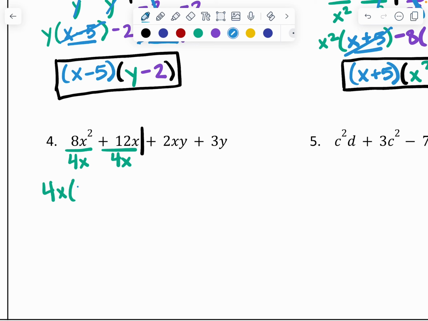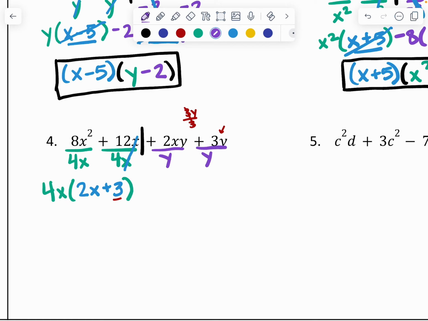8 divided by 4 is 2. x squared divided by x is x. 12 divided by 4 is positive 3, and then the x's cancel out. Now again, let's divide. 3 divided by 3, or sorry, 3y divided by 3 is just y. Okay, so y is going to be what I factor out on the right.